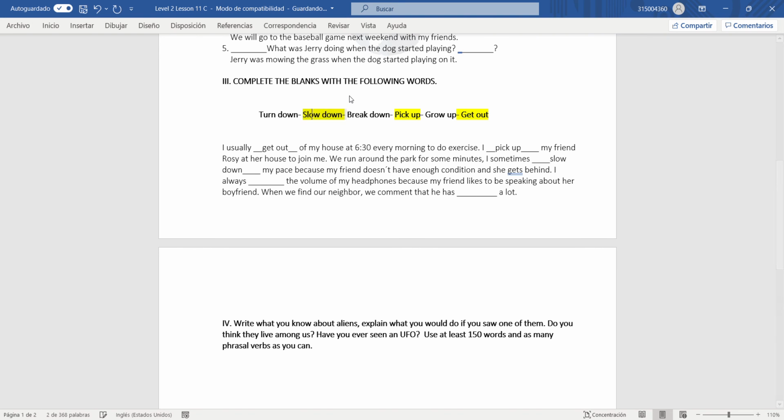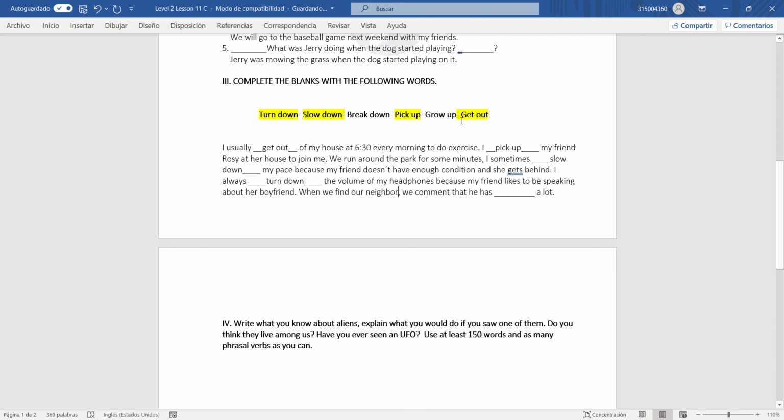Let's mark it. Then I always blank the volume of my headphones because my friend likes to be speaking about her boyfriend. So this will be turned down, right? Turned down because they need to listen. So that's what you do, turn down. And let's go for the last. Then when we find our neighbor, we comment that he has a lot. So it cannot be break down. A neighbor is a person who lives next to your house.